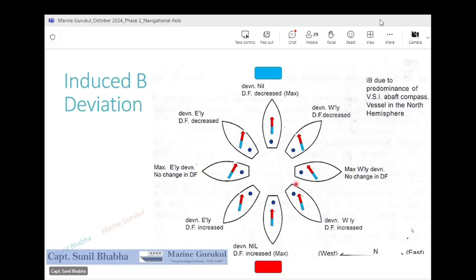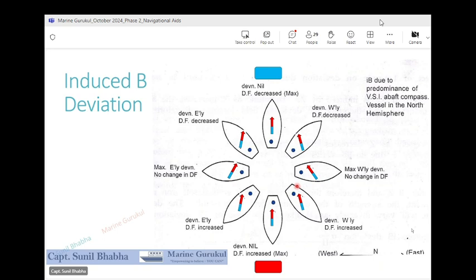When the ship goes on southeasterly heading, the funnel blue pole is to the northwest of our compass, and again the blue pole of the funnel attracts the red end of our compass needle, and a westerly deviation is generated. But the westerly deviation now starts to reduce. Why the westerly deviation reduces is because the blue pole, which is generating this deviation, is now no more at right angles to the field of the earth, and it has started coming in line with the earth's magnetic field.